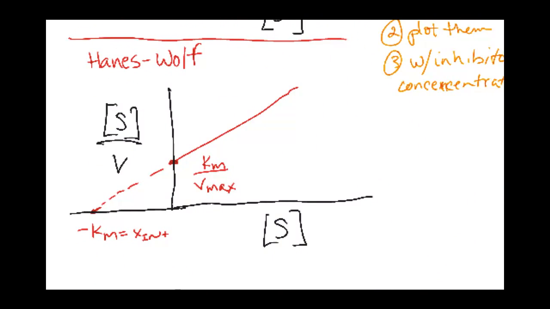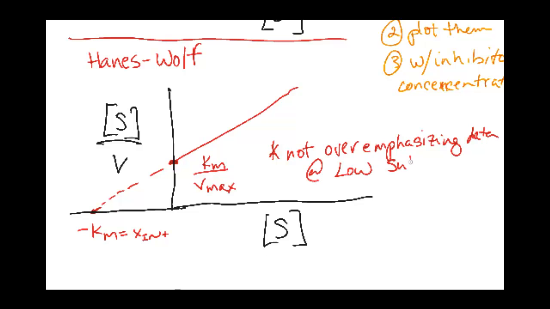Okay. Again, the advantage of the Hanes-Woolf plot was not overemphasizing data at low substrate concentrations, because that is a flaw of the Lineweaver-Burke plot. But for our purposes, we will use the Lineweaver-Burke plot when we're doing our problems to determine the types of inhibition and things like that. I hope I've clarified any confusion you might have over the basic plots.